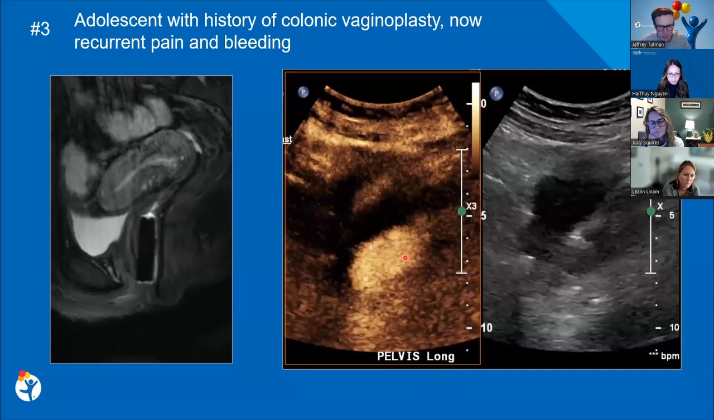Have you guys had similar experiences? Are you using contrast ultrasound for this? Similar indications, or what's your experience been with these so far?